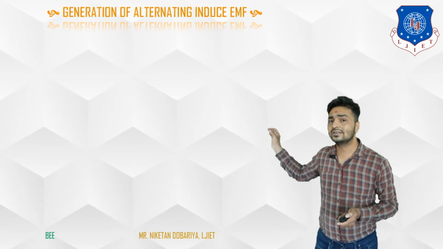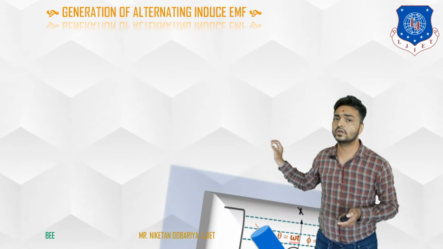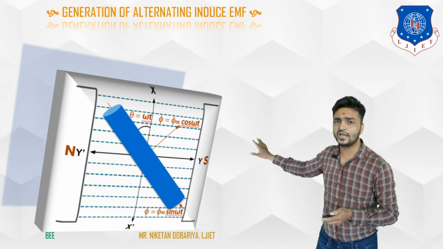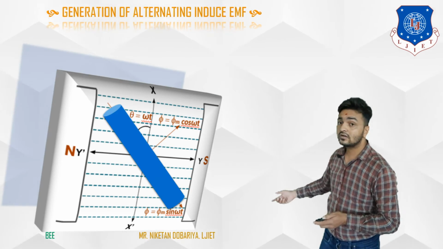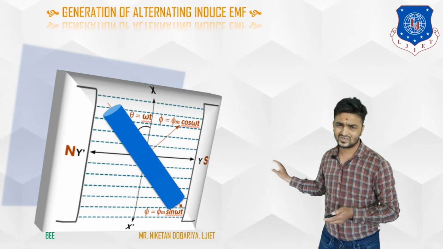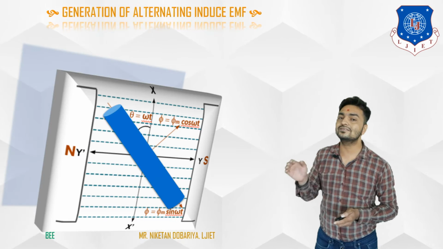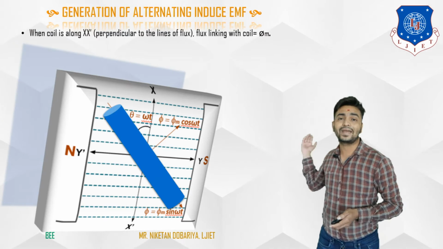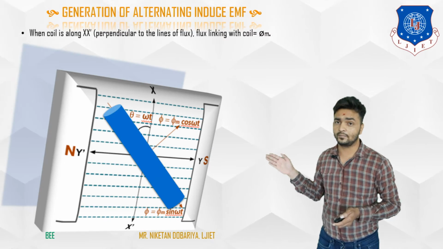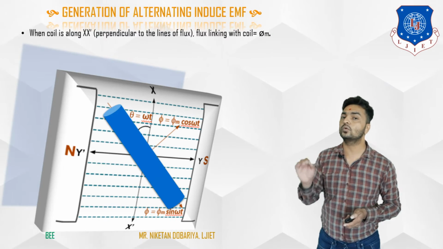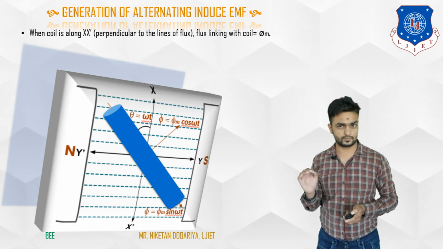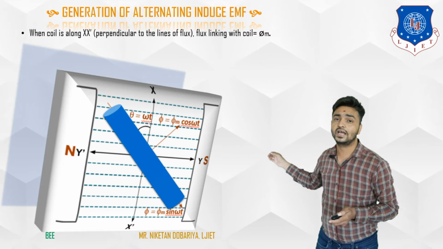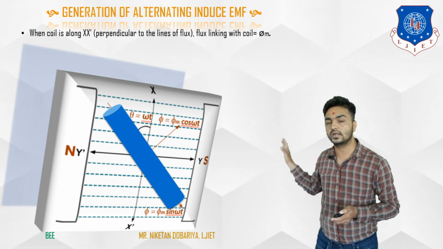So again, in this next slide we have another diagram in which we have considered the same construction in just another way. Here again we have a magnetic field, and in that magnetic field we have considered this blue colored conductor. Now let's say this conductor is on the x dash axis, perpendicular to the magnetic field lines. At that time maximum flux will be linked with that conductor, and that can be defined by phi m. And if this conductor is on the y dash axis, at that time almost zero flux will be linked with that conductor.